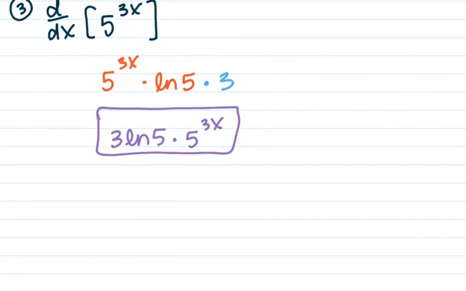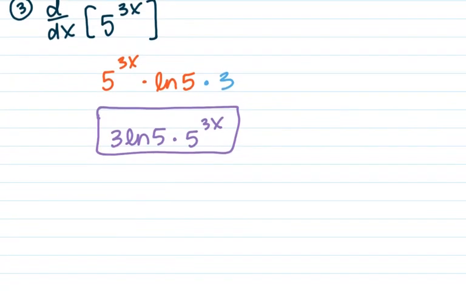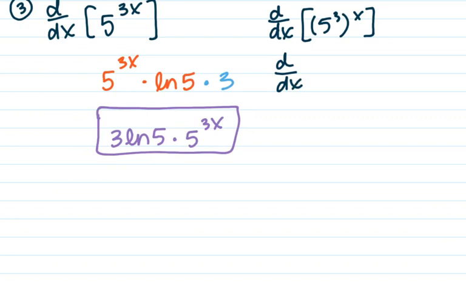Now, what's the second way people might do this? Well, they might try to simplify it before actually taking the derivative. So really, we can think of this as 5 cubed being raised to the x. I mean, that's the same thing. And then we could go ahead and simplify 5 cubed, that's just 125. Why might we do this? Because I no longer have to care about the chain rule.